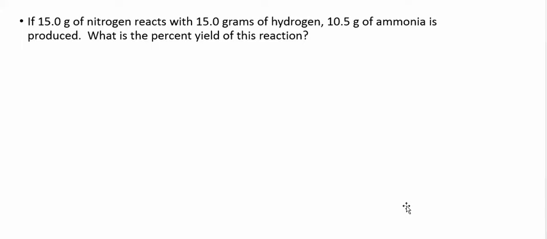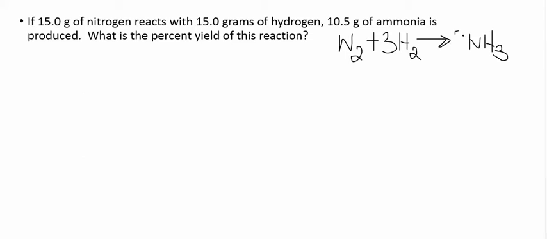All right, so let's kind of put all these together in one more problem. We have 15 grams of nitrogen reacting with 15 grams of hydrogen, and ammonia is produced. What is the percent yield? The first thing you need is a balanced chemical equation. So we have nitrogen, which is diatomic, plus hydrogen, which is diatomic, forming NH3. That has to be balanced before we start.